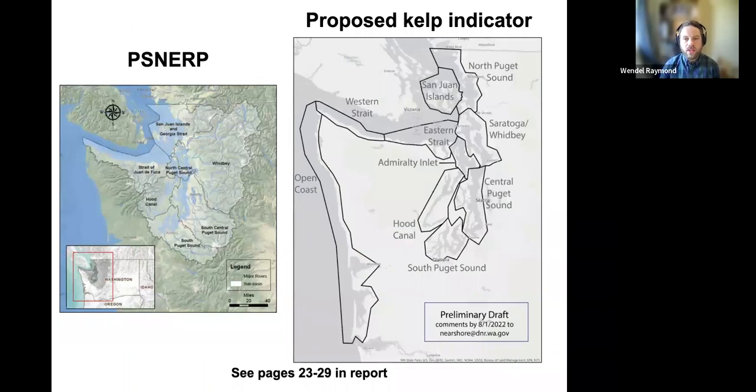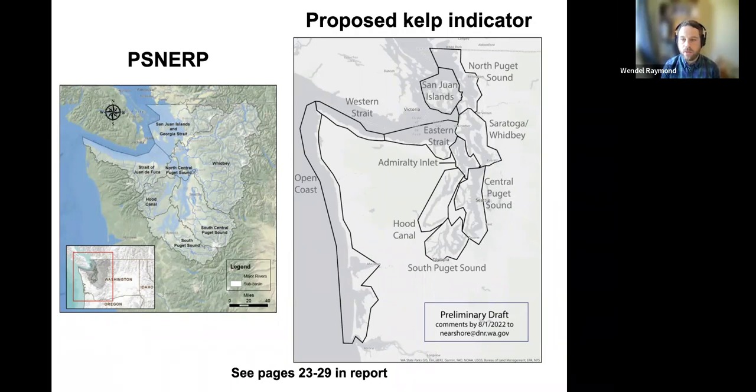So we knew that we needed to divide up the area because we know that Puget Sound is a really diverse place. And the most common approach that is ecologically meaningful is to use subbasins that are defined by physical oceanography. And so our starting point for this was the Puget Sound subbasins, which are shown on the left of the slide. But we modified them a bit based on additional considerations for floating kelp and management.